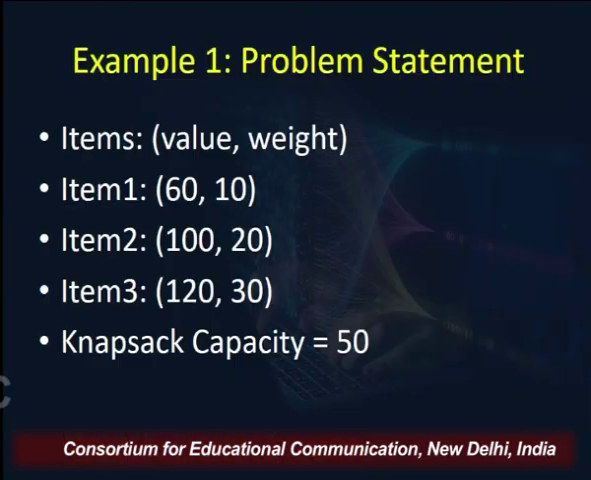Then on the basis of the value-weight ratio, we are going to take item 2, which has weight 20. Now, 10 plus 20, 30 weight is gone from the total capacity of the knapsack. Now, we are left with the third item. So, we are taking item 1 in full, we are taking item 2 in full also, but item 3 we are not able to take in full because of the capacity limitation. So, we will be taking item 3 only up to the weight of 20 kgs.